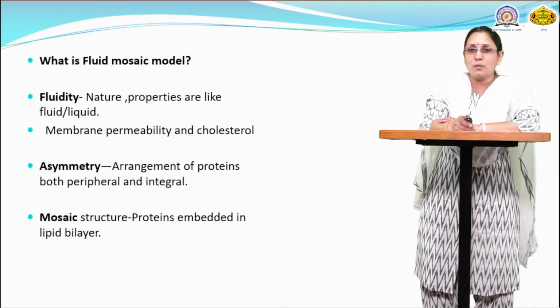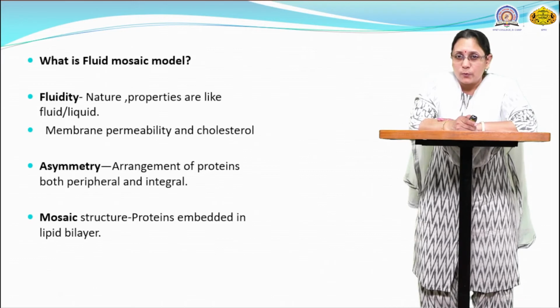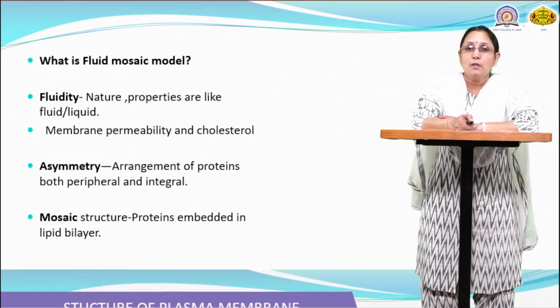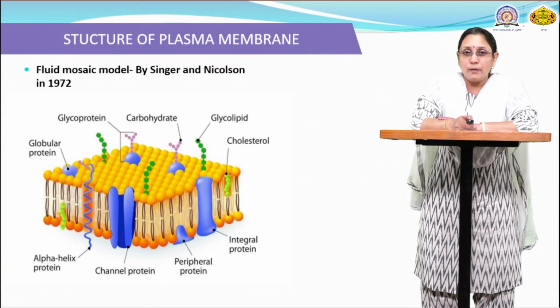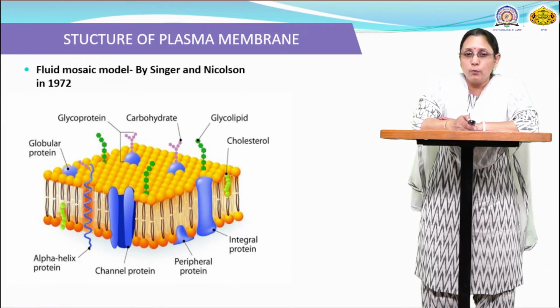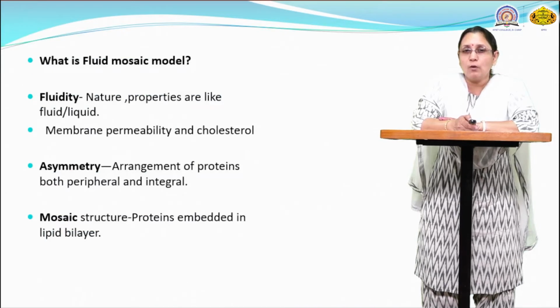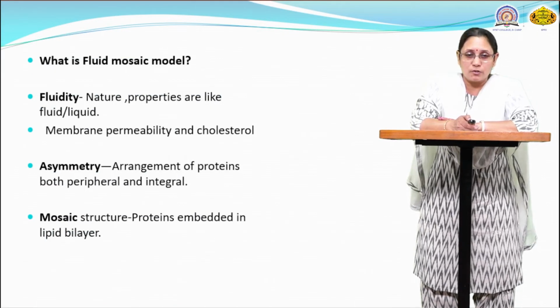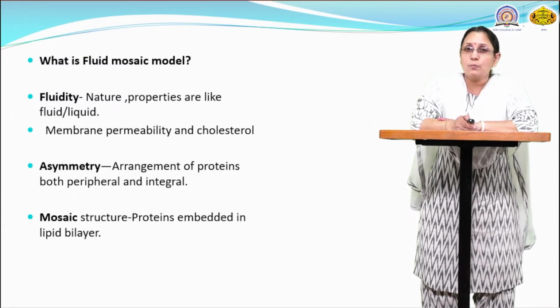Then what is asymmetry? Asymmetry is one of the important properties we can see in this structure of the fluid mosaic model. Due to the arrangement of the proteins in the lipid bilayer, the structure as such is not symmetrical. So rather than symmetry, here we can see total asymmetry. That's why we call this structure asymmetric, due to the arrangement of proteins, both peripheral as well as integral.